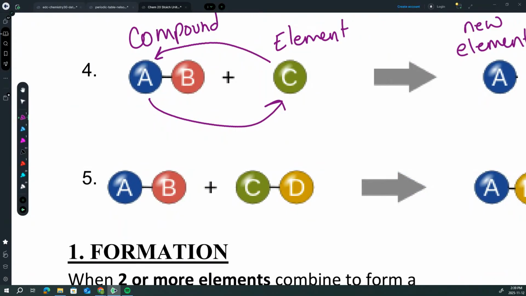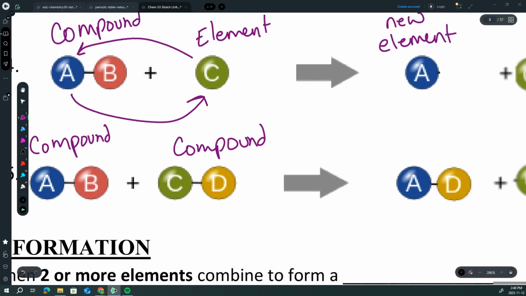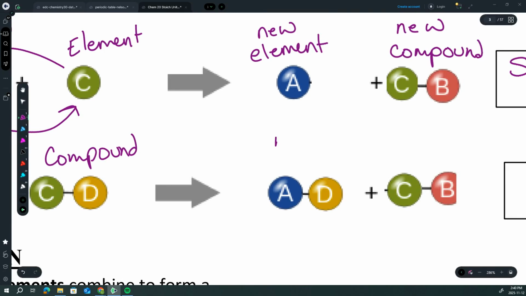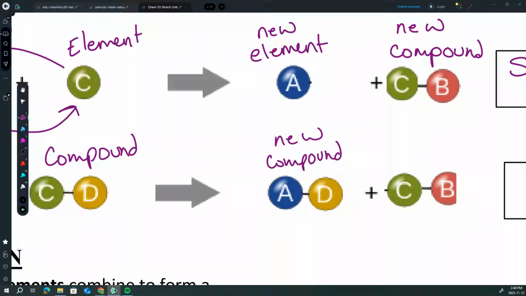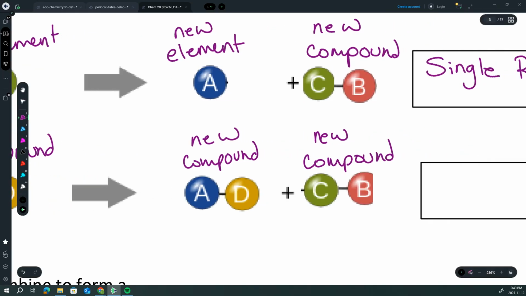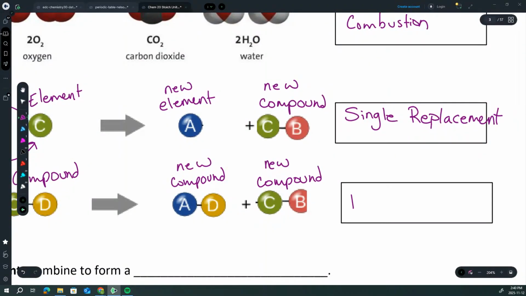And then with the last reaction type, we have two compounds reacting together to form two new compounds. So this is going to be called double replacement.